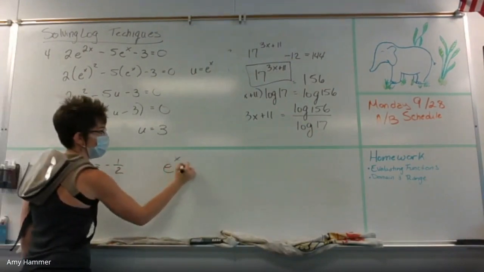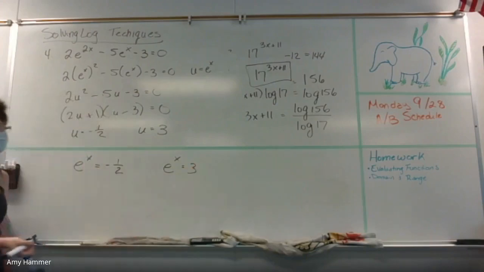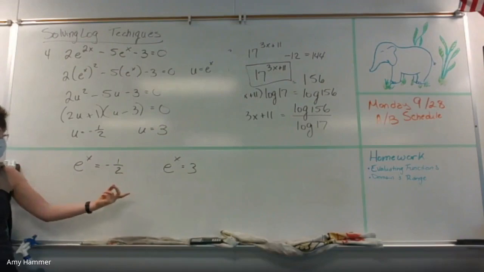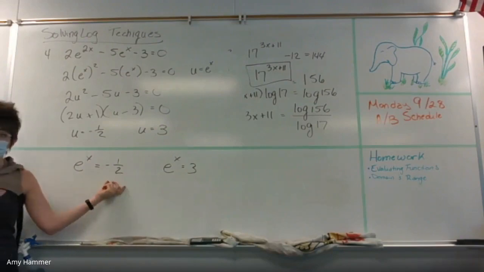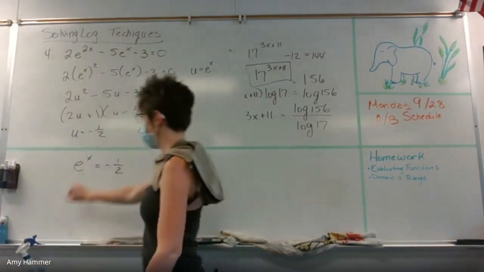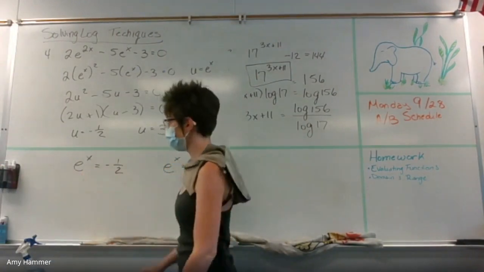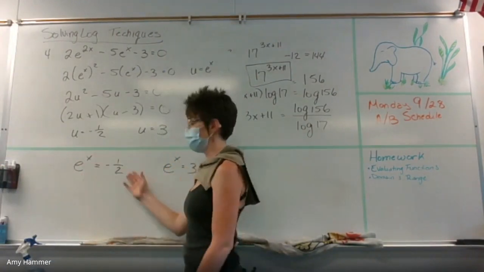And then e to the x is equal to 3. And using natural logs, I can finish solving this, taking the natural log of both sides. But I want to pause and ask you a question first. Can I take the number e, which is about 2.7, raise it to a power and get something negative back?